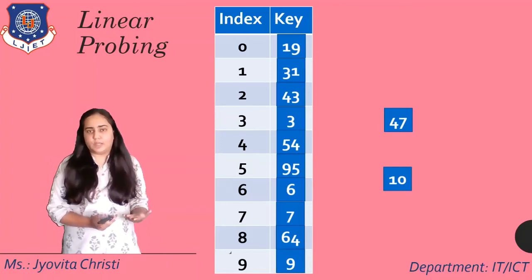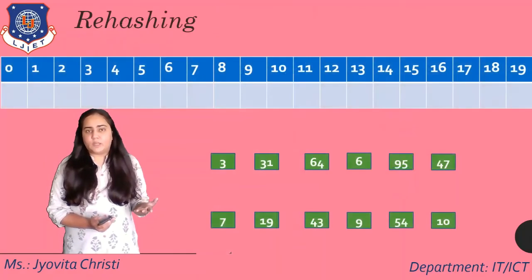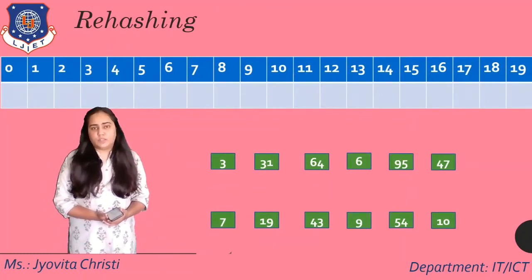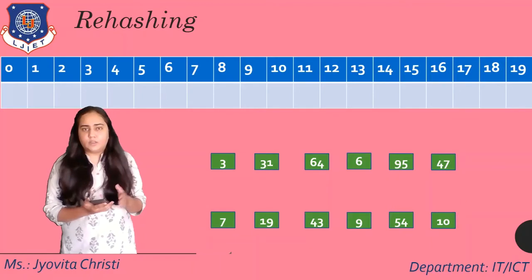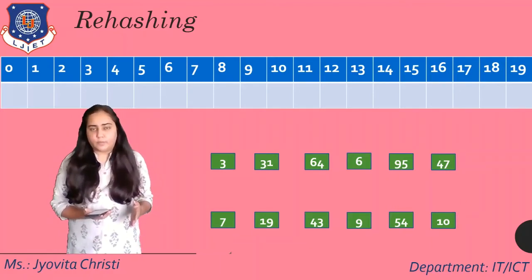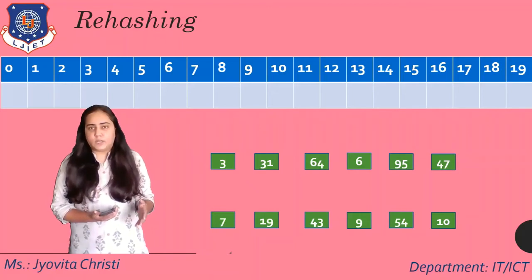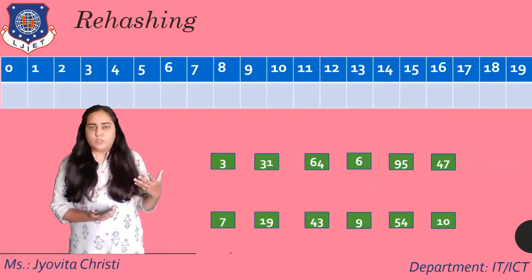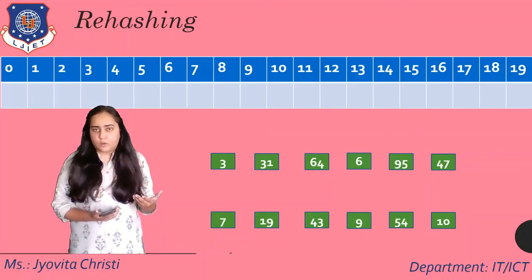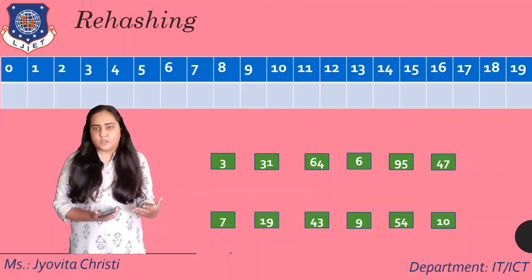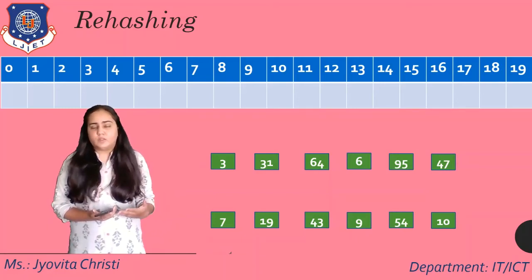So what do you do then? Then we do something called rehashing. In rehashing, we try to increase, and by increase I mean double the size of the table. Rehashing is essentially done when your table is half filled, or you find out that there are lots of collisions happening and you would like to get a bigger hash table. So in both the cases, rehashing is done.